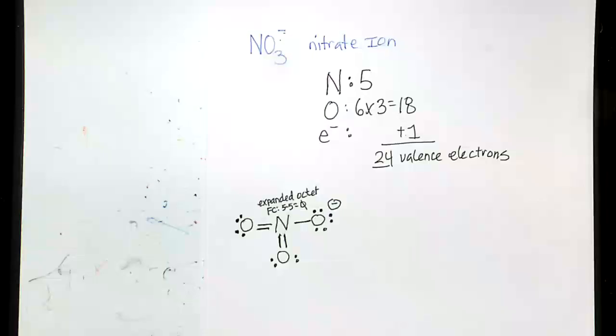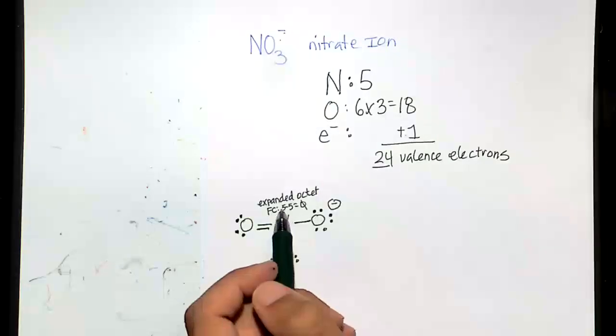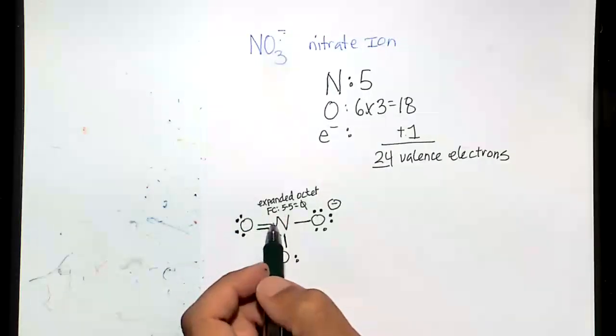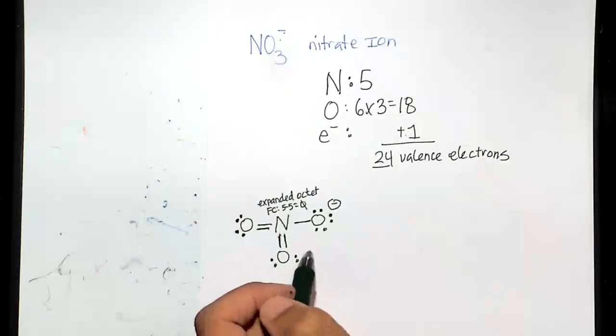Okay, it's okay. Remember, the octet rule is 8, but for some they can get an expanded octet. Why would this want to form an expanded octet? Because the formal charge is 0, which is a good thing.